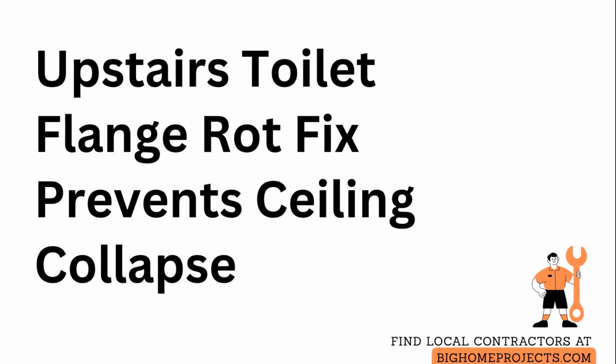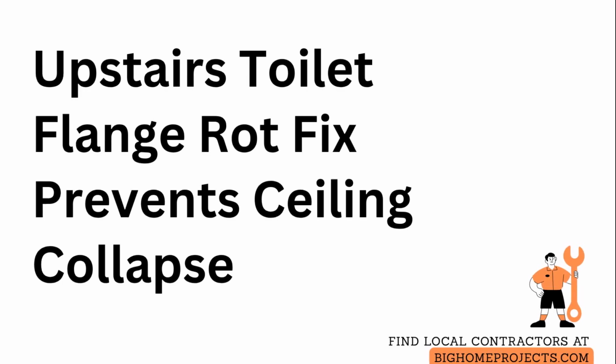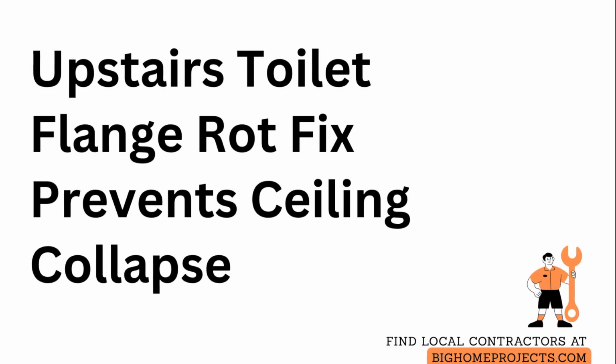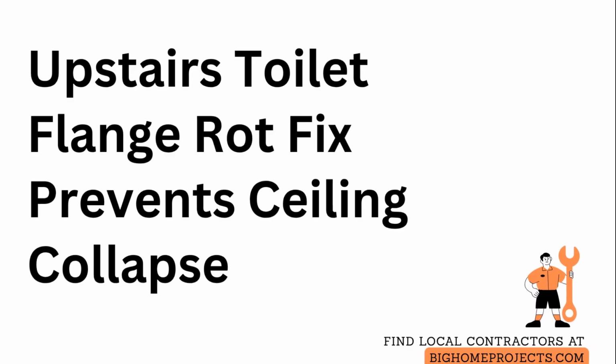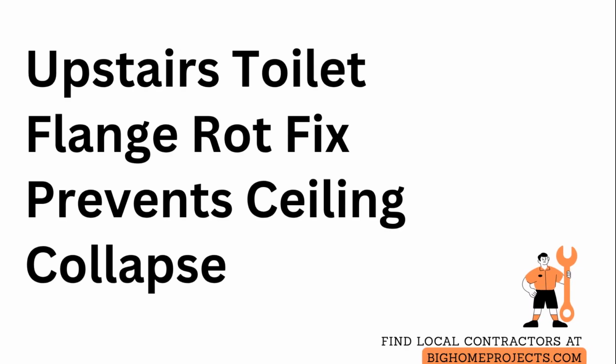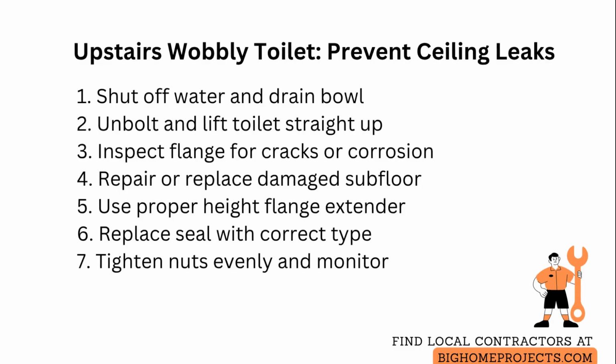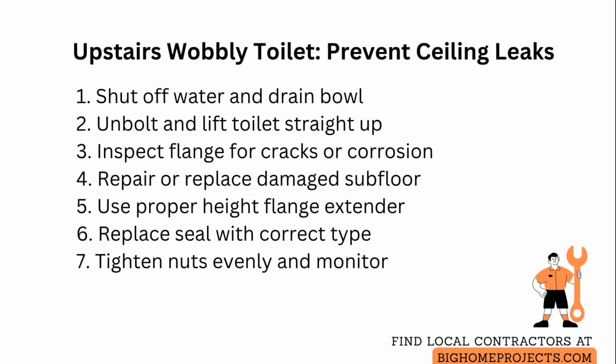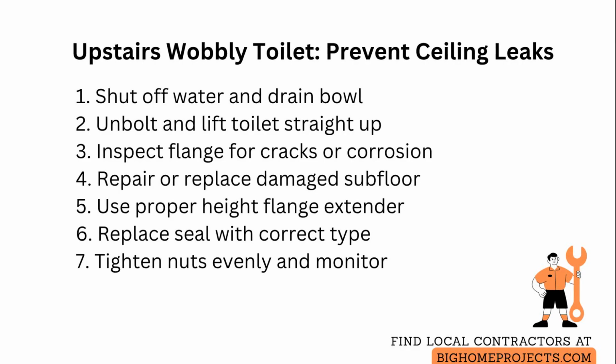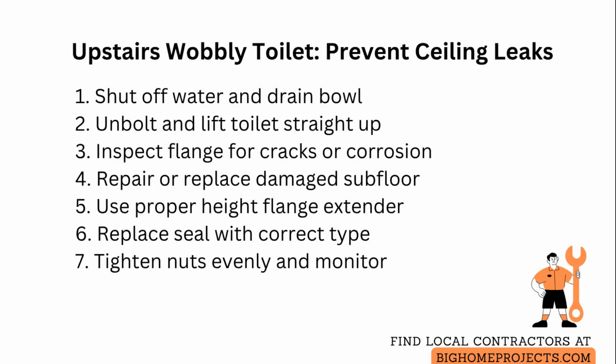A wobbly toilet upstairs is not just annoying, it is a direct threat to the ceiling and walls below because movement and compromised seals lead to leaks that can cause major water damage. A loose toilet typically indicates a failing flange, degraded wax ring, or compromised subfloor, so first remove the toilet carefully by shutting off the water, draining the bowl, and unbolting the mounting nuts.